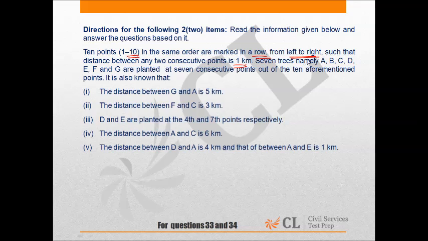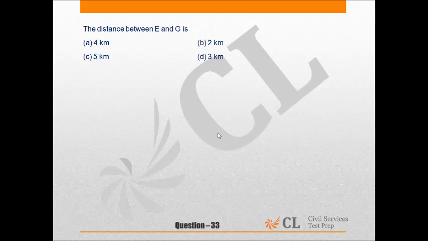7 trees, namely A, B, C, D, E, F and G, are planted at 7 consecutive points out of the 10 aforementioned points. And additional information is the distance between G and A is 5 km. The distance between F and C is 3 km. D and E are planted at 4th and 7th points respectively. The distance between A and C is 6 km. The distance between D and A is 4 km and that between A and D is 1 km. The first question for this case is the distance between E and G is asked.